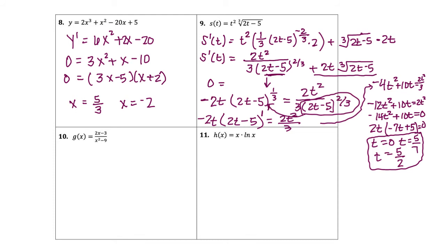All right, so number 10, same thing. You're going to go through and do your quotient rule this time. So g prime at x, you're going to have the bottom times the derivative of the top minus the top times derivative of the bottom all over the bottom squared.